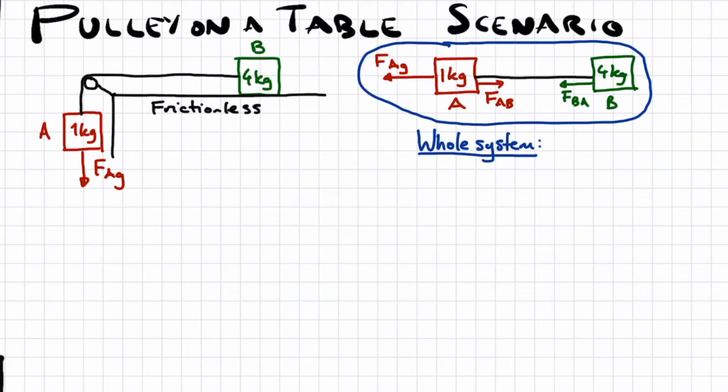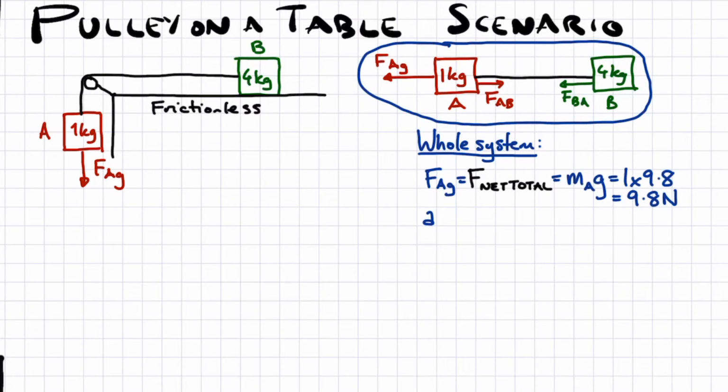So first of all, when we're looking at this scenario, it's best to think about the whole system, okay? So what we've got there is just that F_AG, or the force on A due to gravity, pulling that object, okay? So that's going to equal the net force on that object, because that's the only force acting, which will be M_A times g, which will be 1 times 9.8, or 9.8 newtons. Okay, so from this we can actually work out the acceleration.